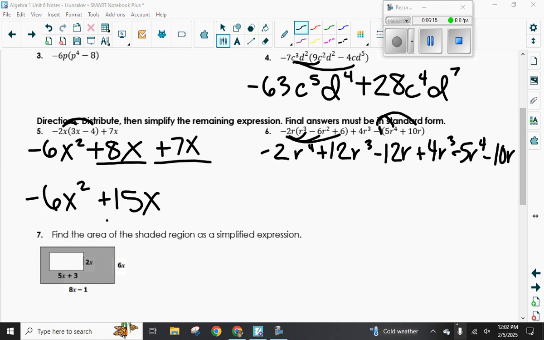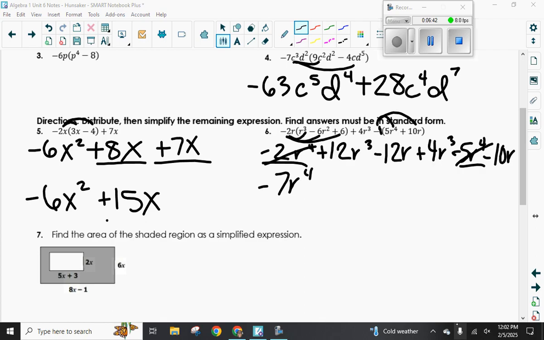So we're going to combine like terms, and we're going to make sure our answers are in standard form. What is my largest exponent that I have? R to the fourth. And I have 2 of those terms, so I'm going to combine those. -2 minus 5 is going to be -7 r to the fourth. Remember, when you're combining like terms, do not change the exponents.